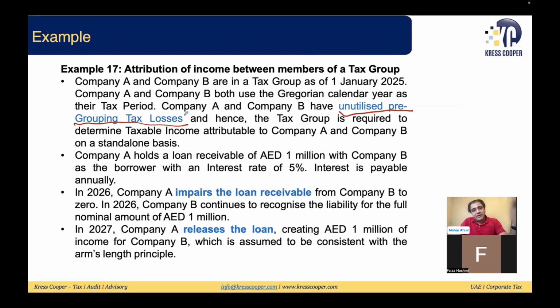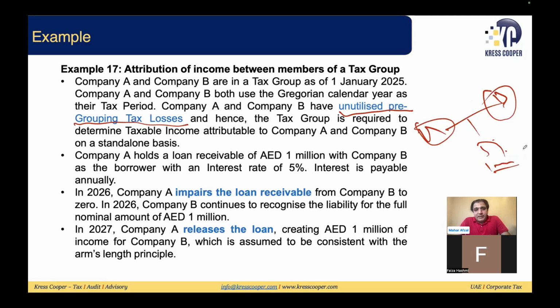This is one of the conditions where we need to assess the taxable income of the individual tax member, to assess how much of the pre-grouping losses can be considered once the member has become part of the tax group. Hence the tax group is required to determine taxable income attributable to company A and company B on a standalone basis. Yes, this is the requirement due to which they need to assess their taxable income. Company A holds a loan receivable of 1 million with B as borrower, with an interest rate of 5%. The situation is the same, A to B: A has given a loan to B, the interest rate is 5% and the value is 1 million.